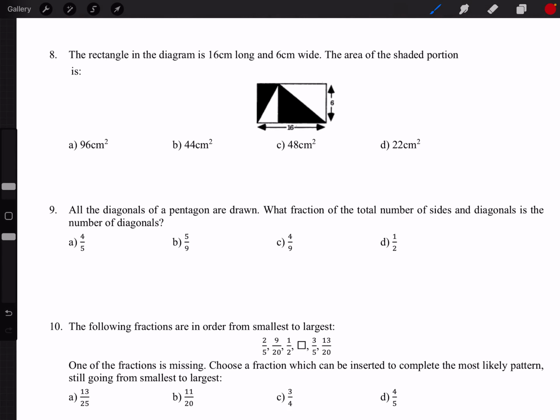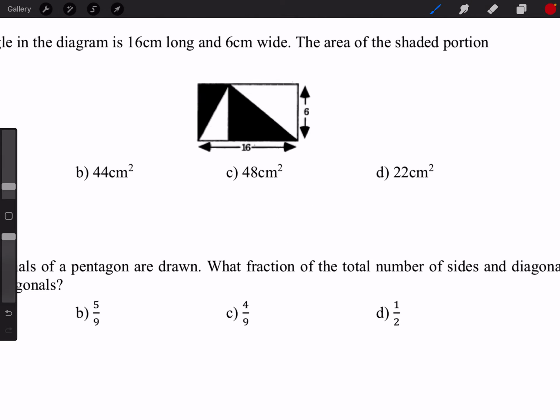The rectangle in the diagram shows 16 long and 6 wide. The area of the shaded portion is... Now, let's look at the part A here and part B. Part A, the shaded part is a half of the whole entire thing, right? So shade equals to a half for part A. What about B? B is also a half. So that means the black piece is a half of the entire thing if you combine them together.